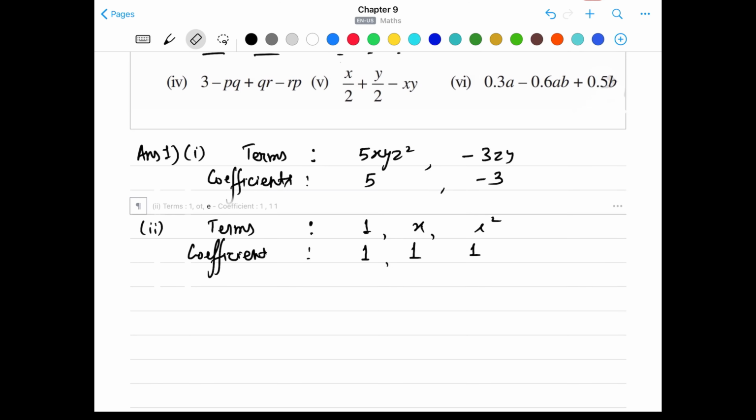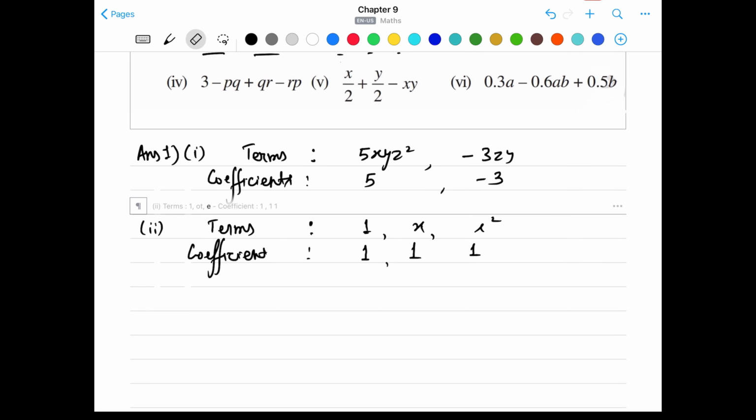Okay, now let's write for the expression fourth. We have here 4 terms, 1, 2, 3 and 4. Let's write the terms first. Terms are 3, minus pq, plus qr and minus rp. Okay, so the coefficient here will be, again the coefficient for this one is 3, coefficient here is minus 1, coefficient of this term is 1, and again the coefficient of this one is minus 1.